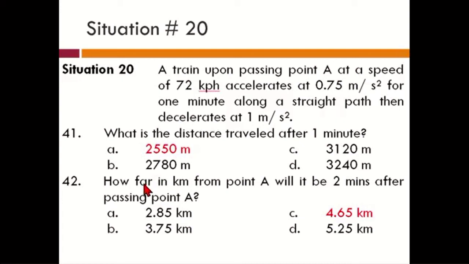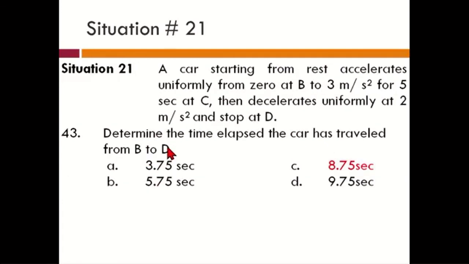Napakadali ng situation number 20. Next is a car starting from rest accelerates uniformly from 0 at B to 3 meters per second speed for 5 seconds at C. Then, magde-decelerate daw uniformly at 2 meters per second squared and stop at B. So, ang tanong, determine the time elapsed the car has traveled from B to D. Kaya nyo nang sagutin yan. Ang sagot sa stage number 21 ay letter C. Okay?